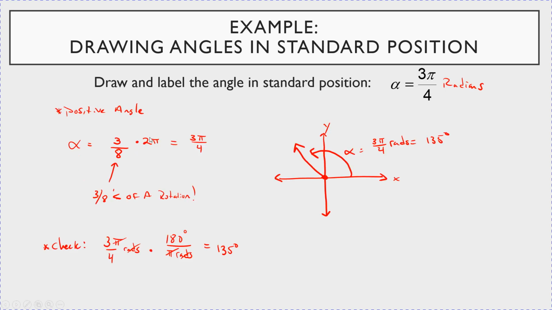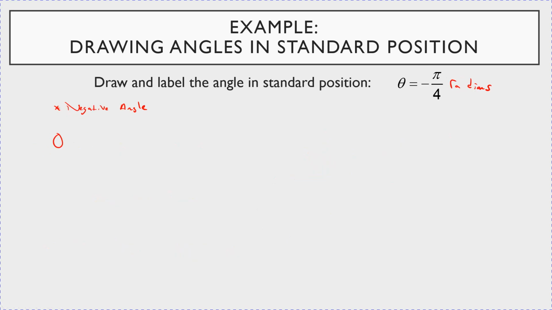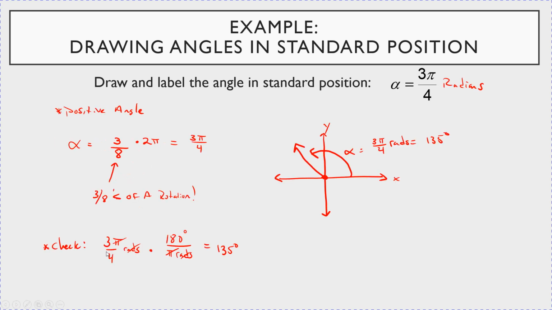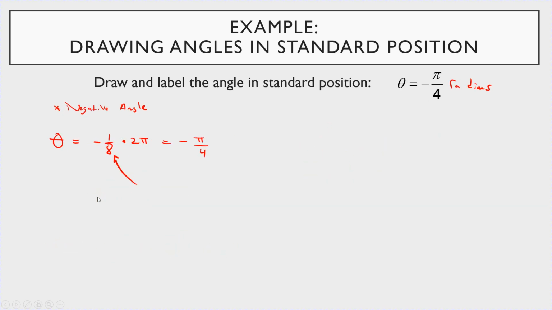What do I have to multiply 2 pi by to get negative pi over 4? Well, think about it. You have to multiply by negative 1/8. So what this means is here you went 3/8 of a rotation. Now you're going negative 1/8 of a rotation.